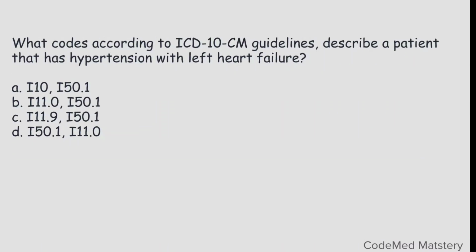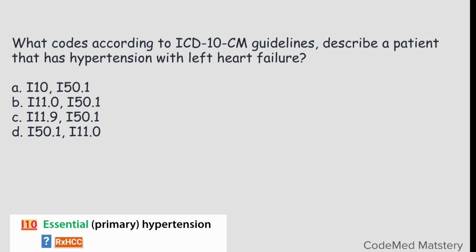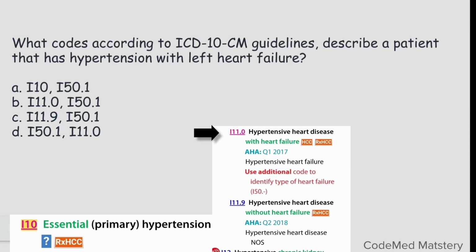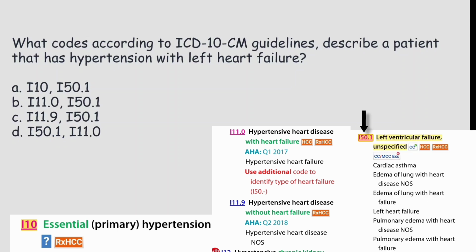Next question. You can pause the video and try to solve the question by yourself. Let's discuss what codes according to ICD-10-CM guidelines describe a patient that has hypertension with left heart failure. Check option A, I10. I10 is for essential primary hypertension. I11.0 in option B is for hypertensive heart disease with heart failure. I11.9 is for hypertensive heart disease without heart failure. And I50.1 is for left ventricular failure, left heart failure.